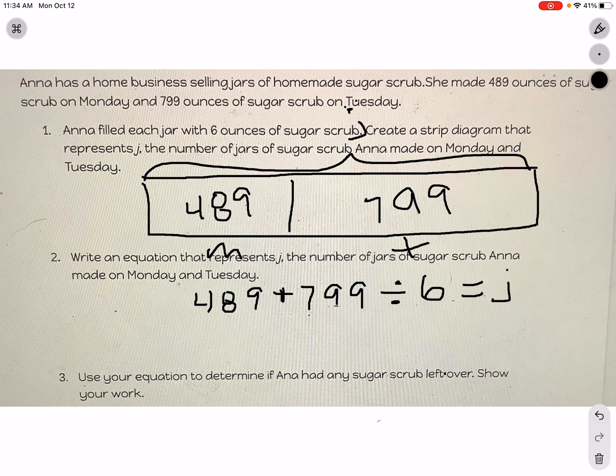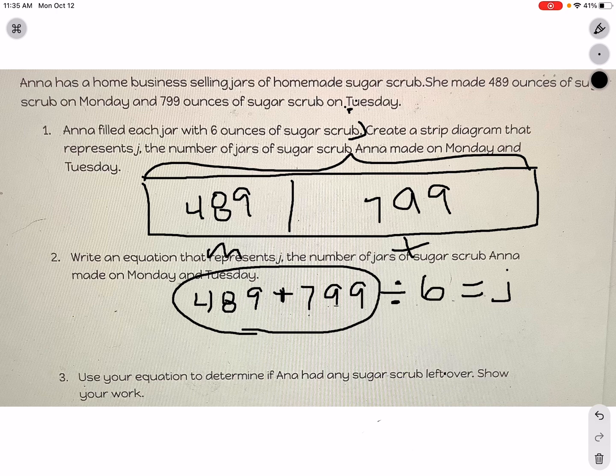What's the hidden question here? This is a multi-step problem, so there's something that we have to do before we can figure out how many jars of sugar scrub Anna can make. Pause the video and then talk to your elbow partner. What is the hidden question? If you said that Anna has to first figure out the total number of ounces of sugar scrub before we can figure out how many jars of sugar scrub, you're correct.